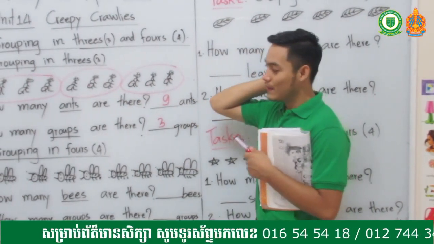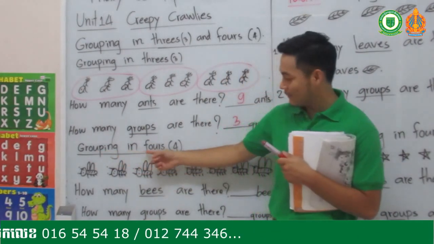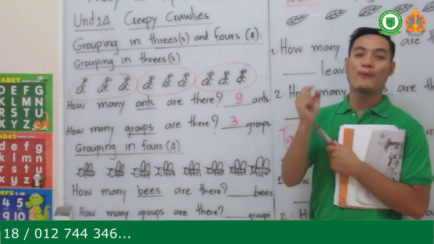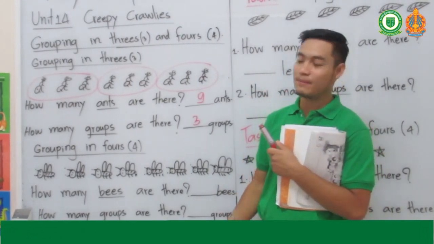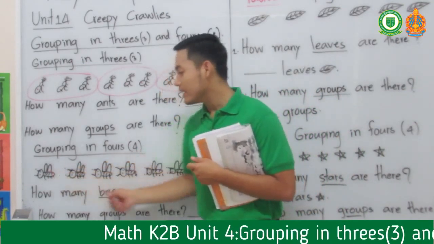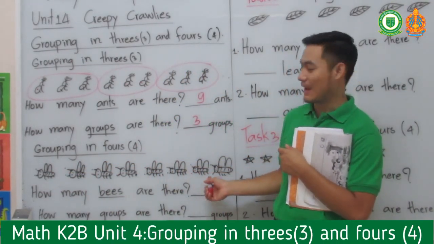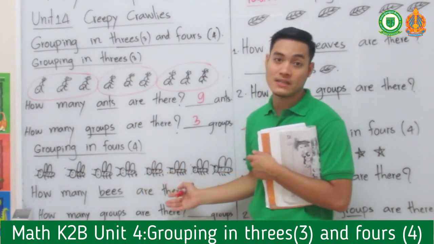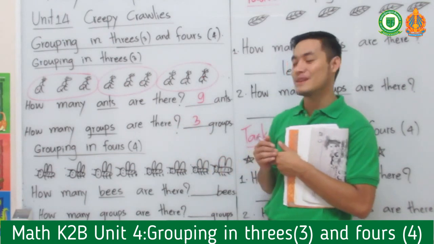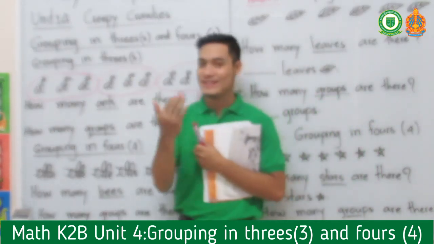Now we're going to learn about grouping in fours. It means that one group has 4 people or 4 things. Now let's go to the example together. So here there are many bees, but I don't know how many bees there are, and I don't know how many groups of bees there are. But now we're going to do it together. First we need to count the bees. So let's count it. Come on.